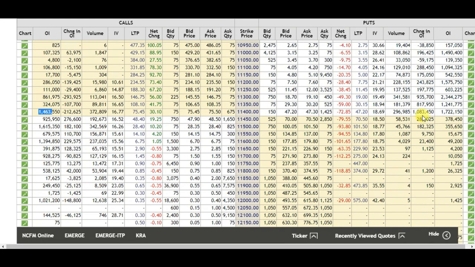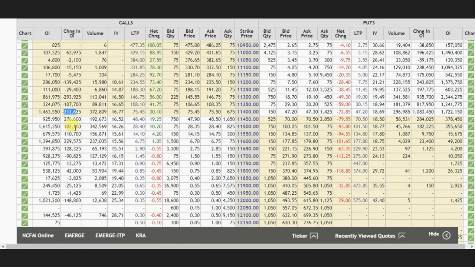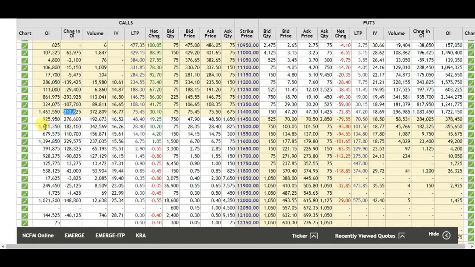This means that at 11,400 the resistance level is decreasing. Reason being, on the put side the put writers sold contracts in a very huge amount, and on the call side the call writers unwound their position. So for tomorrow, 11,400 is going to be a very strong support. Now at 11,500, the change in open interest is almost 1.8 lakh contracts and the cumulative open interest is almost 16 lakh contracts. At 11,600, the change in open interest is 2.2 lakh contracts and the cumulative open interest is 13 lakh contracts.